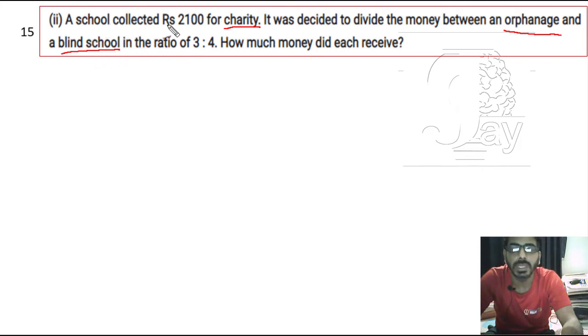So coming back to the question, a school collected 2100 rupees for charity. It was decided to divide the money, whatever the school has collected, to the orphanage and the blind school in the ratio 3:4. So they are giving more money to the blind school compared to the orphanage. So the ratio of the amount donated to the orphanage to the blind school is 3:4. And how much money did each receive? So that's a very simple question.